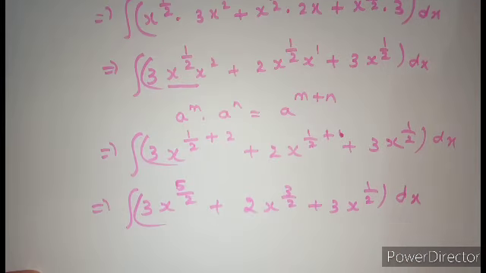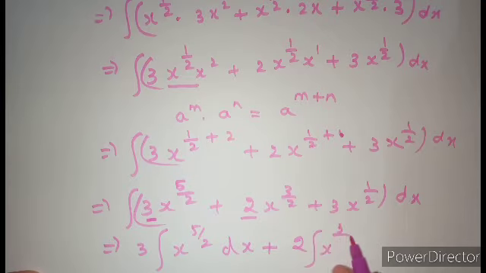Now since 3 is constant, take it outside: 3 integral x to the power of 5/2. Try to split this integral also. Next take 2 outside and split this integral x to the power of 3/2 dx. Take 3 outside, x to the power of 1/2 dx.